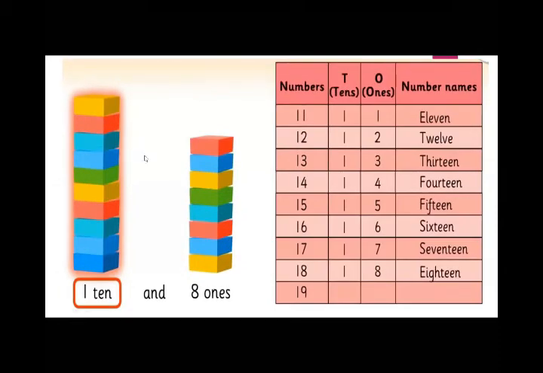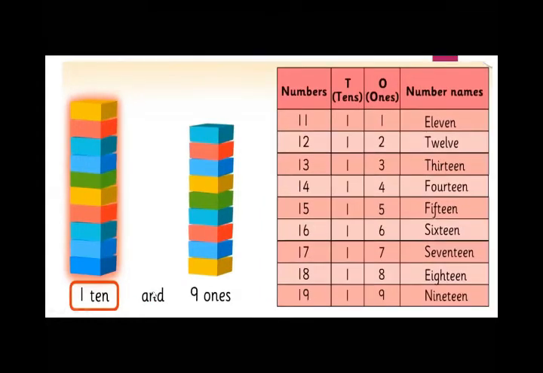Okay. The next number is 18. 1 ten and 8 ones. So we write 1 in the tens column and 8 in the ones column. It makes 18, and the spelling of 18 is E-I-G-H-T-E-E-N. 18.